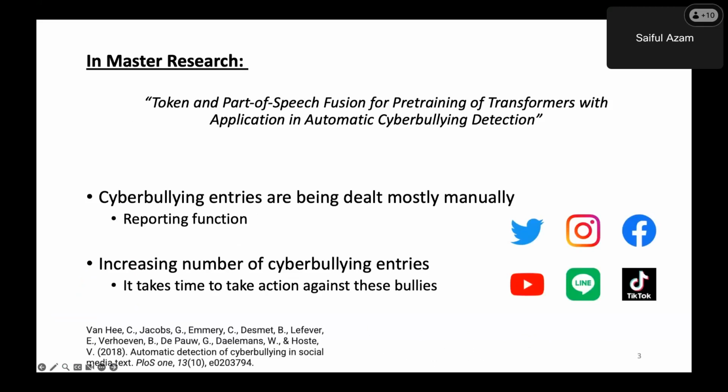In my previous master research with the topic of token and part of speech fusion for pre-training of transformer with application in automatic cyberbullying detection, we learned that previously cyberbullying entries have been dealt with mostly manually. For example, there has only been a reporting function on social media for any cyberbullying that happened. With the increasing number of cyberbullying entries, it takes much longer to take action against these bullies.